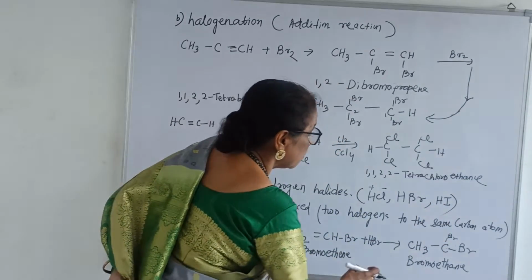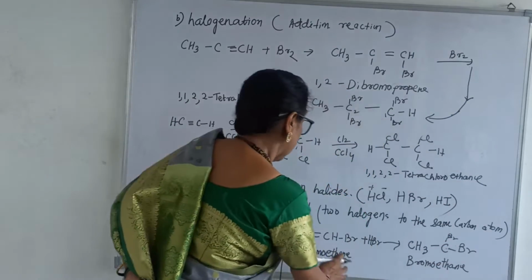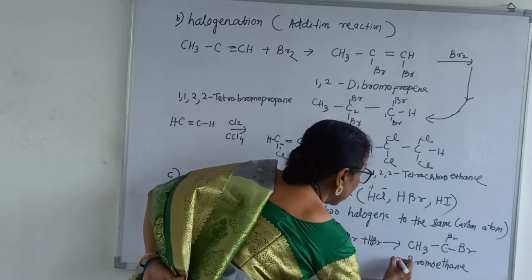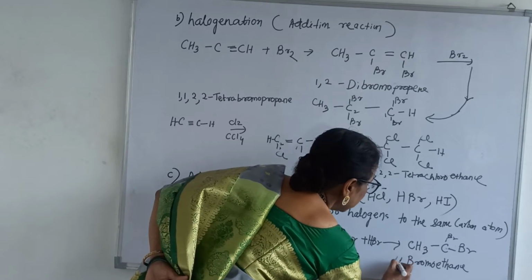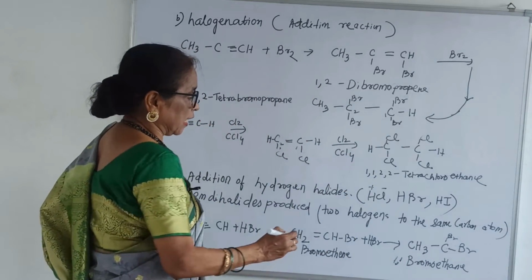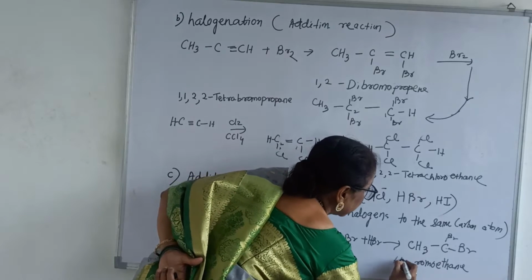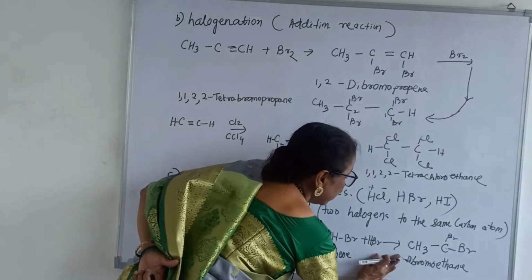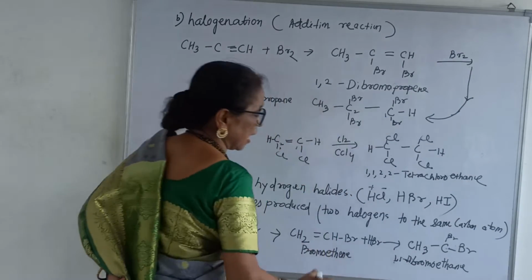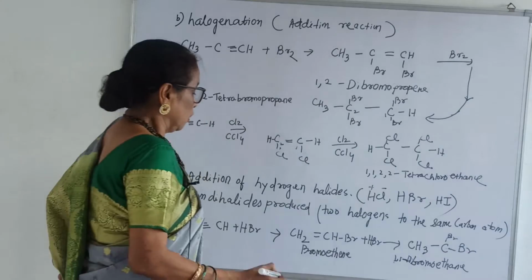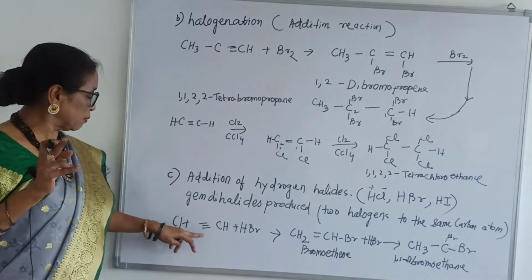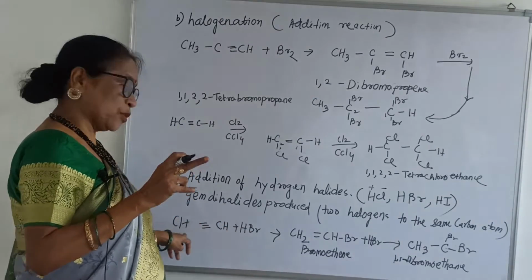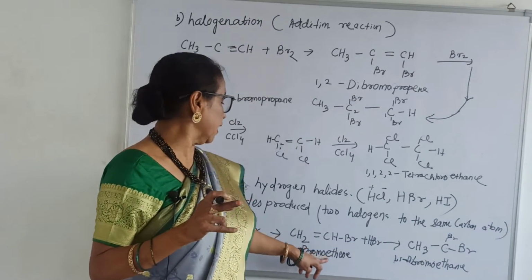Then what is the name? Bromo here, 1, 2 carbons, so bromo. What is bromo? 1,1-dibromoethane. Again see, it is 1,1-dibromoethane. So see again, CH triple bond CH plus HBr. So here what happened? Br comes here, H comes here, then it is bromoethane.